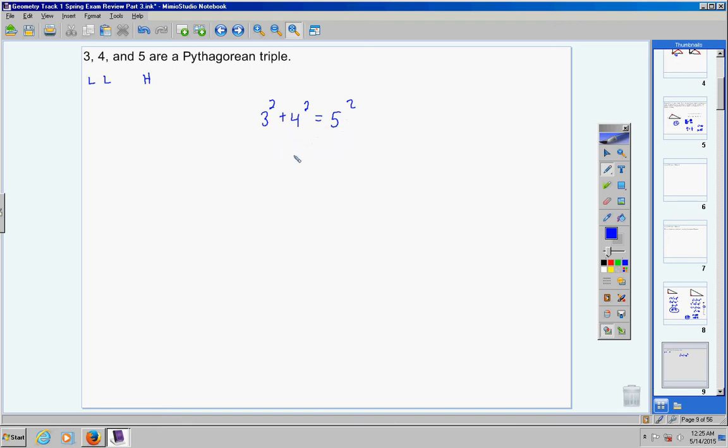Well, 9 plus 16 is 25. 5 squared is 25. Did I get out a true statement? 25 equals 25. Yes, I did. So are these three numbers a Pythagorean triple? Yes, they are. So make sure you understand that process there, okay?